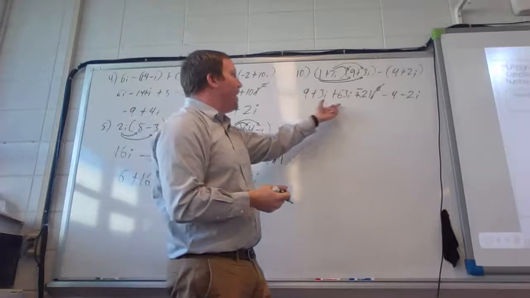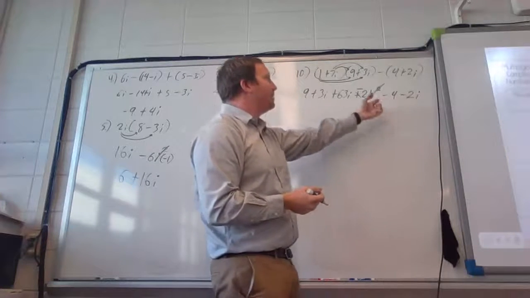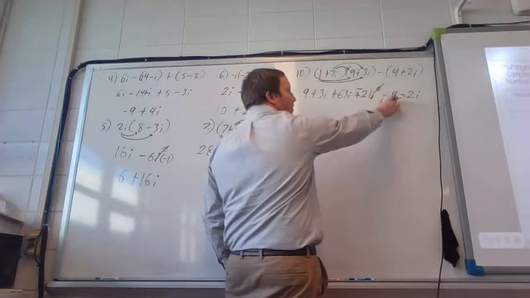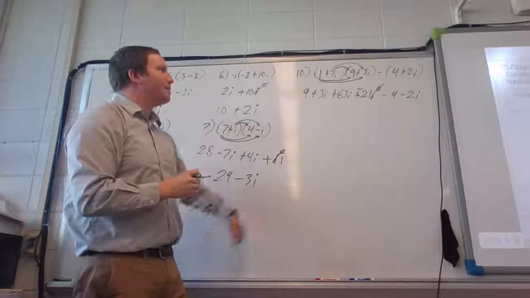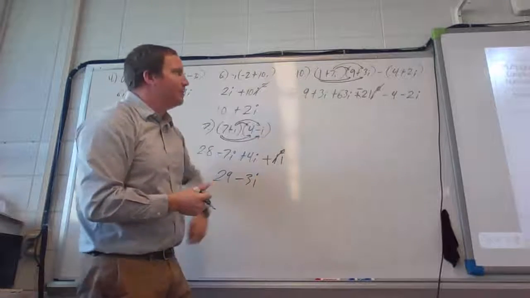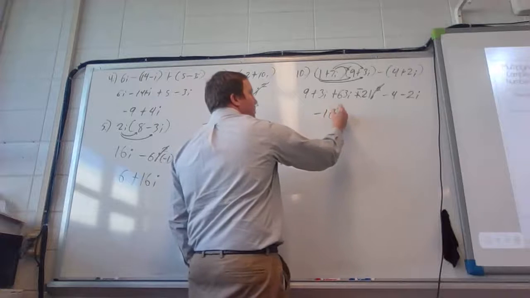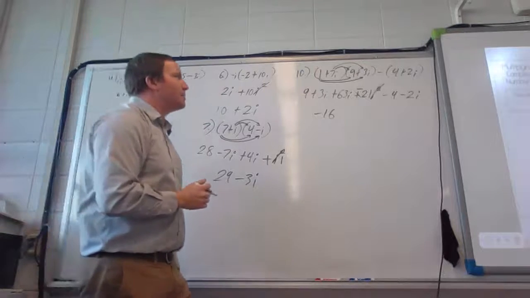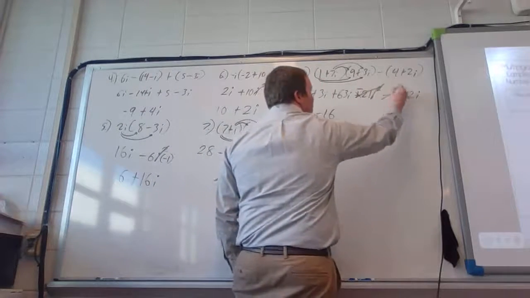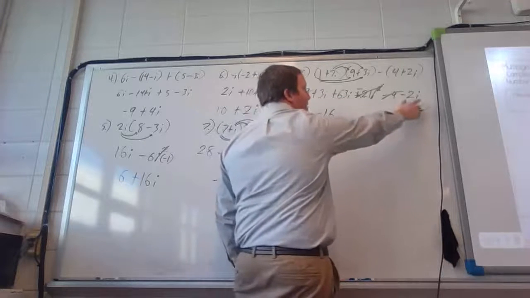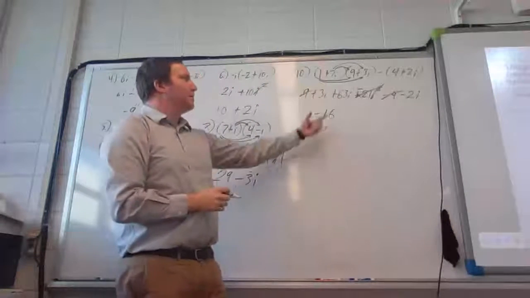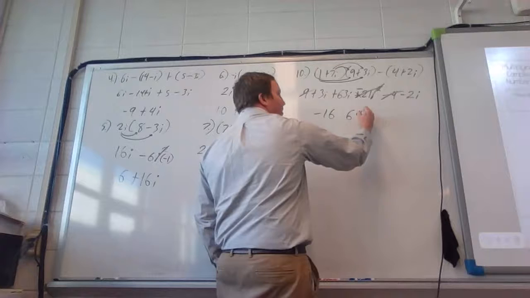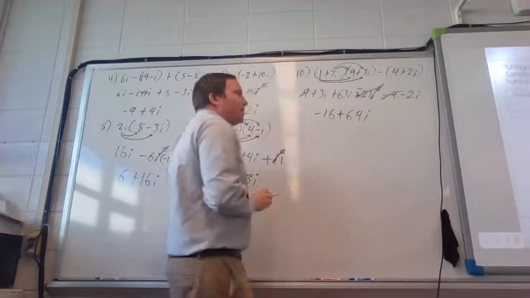So again, start with the reals. We have a 9, a -21, and that -4. So let's combine our negatives together. -21 minus 4 is going to get us a -25 plus our 9, -16. And then we have our i's. So let's mark out what we used. We've got a 3i, a 63i, and a -2i. 66i minus 2i is 64i. And there we go.